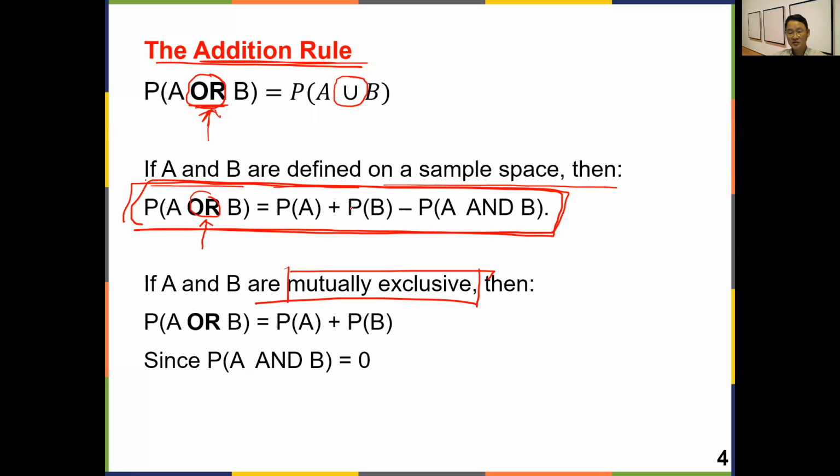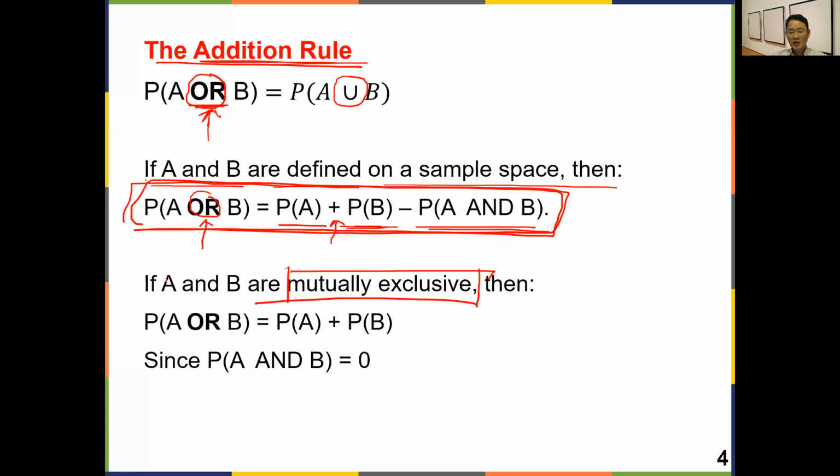As you can see, this is addition right there. So how do I figure out the probability of A or B? You add the probability of A plus the probability of B. However, you are going to subtract the probability of A and B once, just like that.